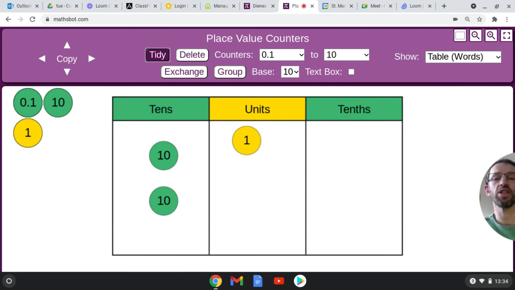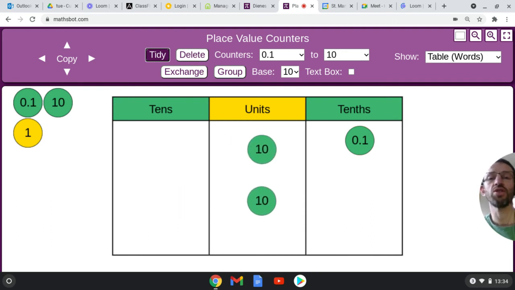That means this 1, I've got to move across into the 10ths column. And if it moves into the 10ths column, I can actually make it look like a 10th. This is 1/10. It says 0.1, so I'm going to cover that up. And these 2 10s, they've got to move into the units column. And if they're in the units, they need to look like units. So again, I can cover those up.